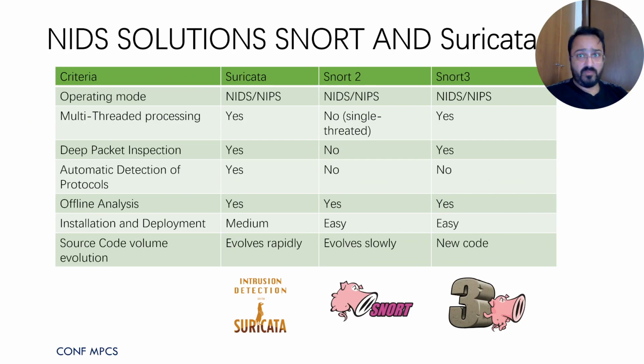Moreover, here are some more important features. It's the multi-threading, which Snort 2 does not have. Snort 2 does not do deep packet inspection. Snort 2 does not do automatic detection of protocols. And the other thing is to see the installation, whether it's actually easier with Snort or Suricata, based on what they are saying. Okay, so as you can see, Snort 3 is new code. Suricata has evolved rapidly.